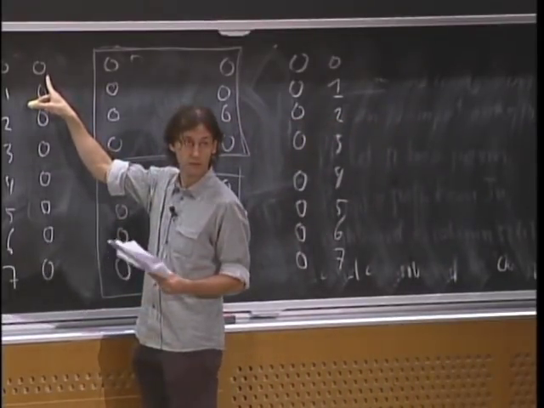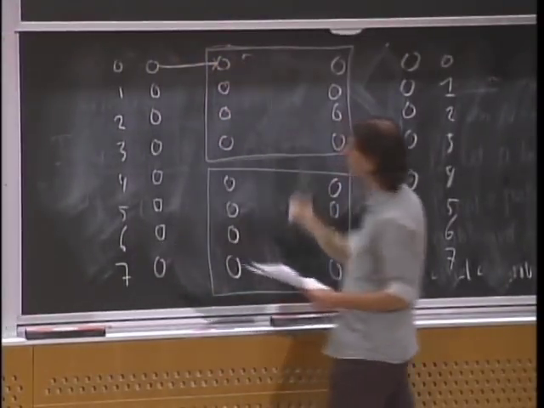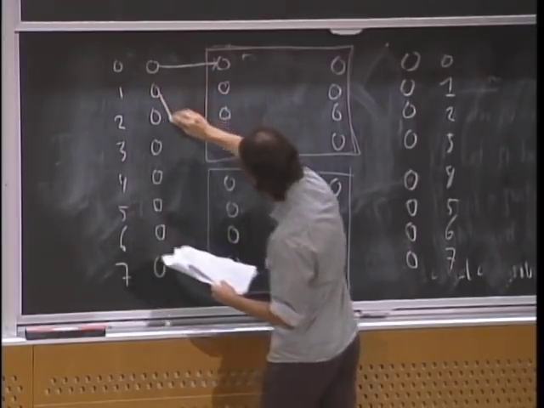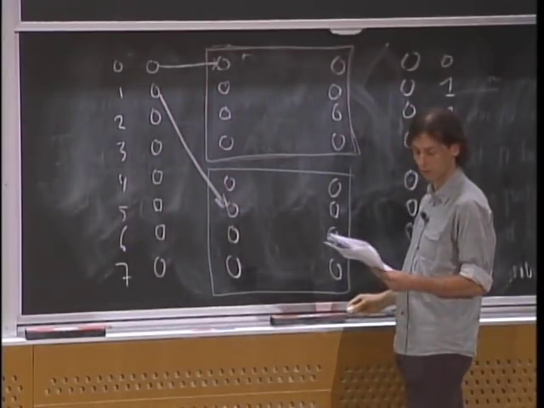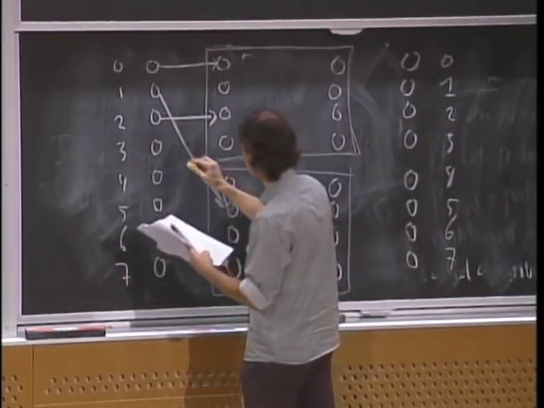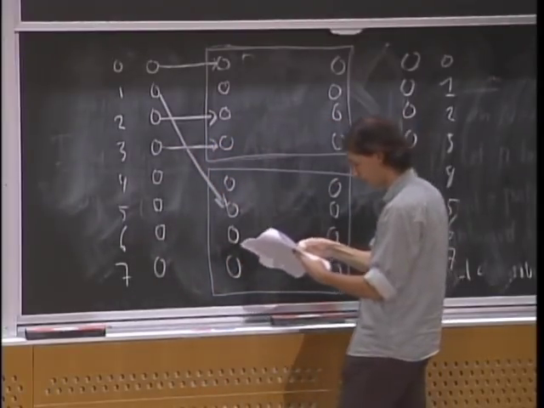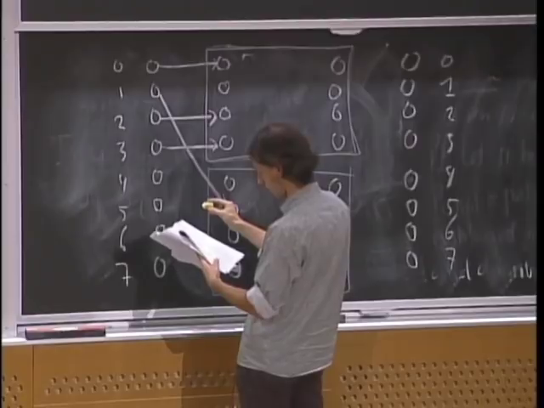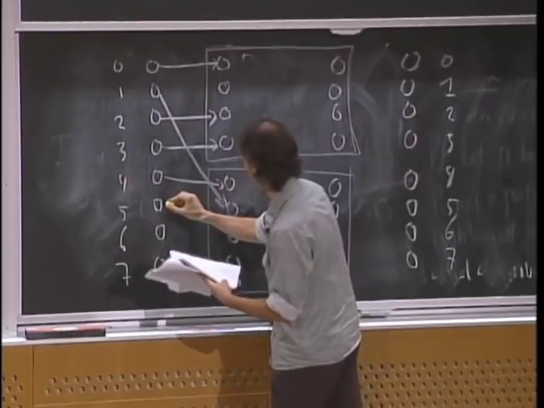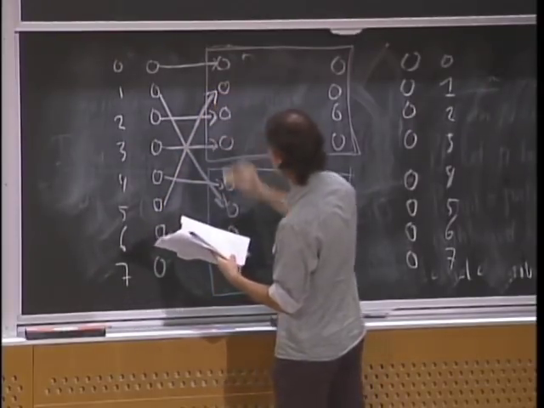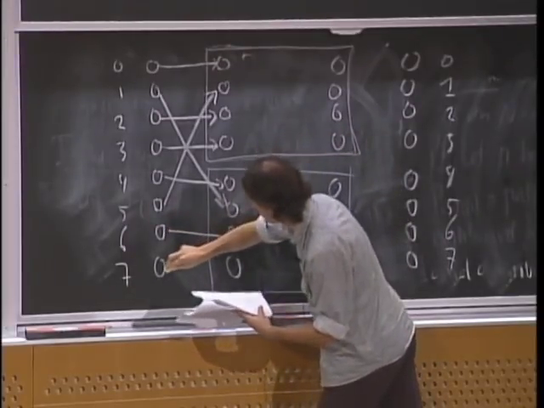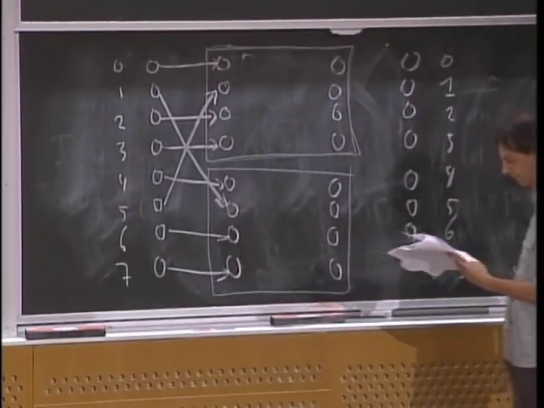Okay, so input 0 is colored red. We go straight ahead. We want to go to the red network. Input 1 is colored blue. It goes, therefore, to the blue network. So this is the only way how to do it. Input 2 is colored red. Go straight ahead. Input 3 is also colored red. Go straight ahead. Input 4 is colored blue. Goes to the blue network. Input 5 goes up to the red network. Input 6 goes straight ahead to the blue network. It's colored blue. Input 7 is also colored blue.